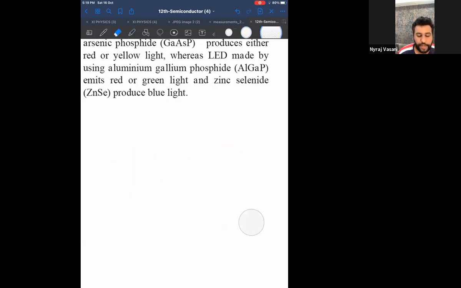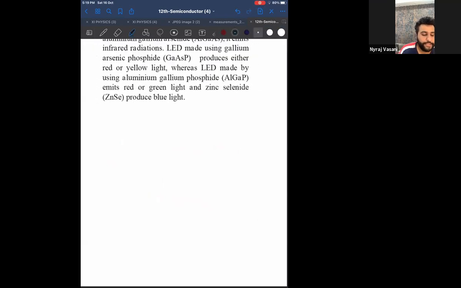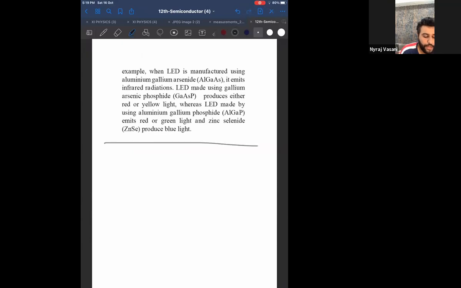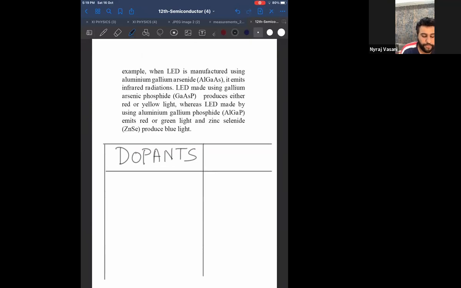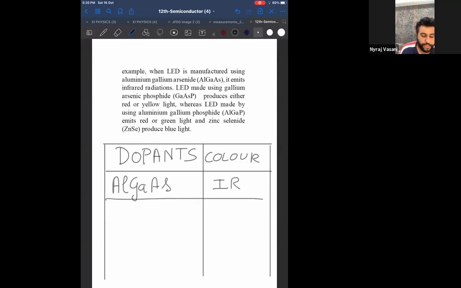when electrons jump from higher orbital to lower orbital, they liberate energy in the form of light. Full stop.